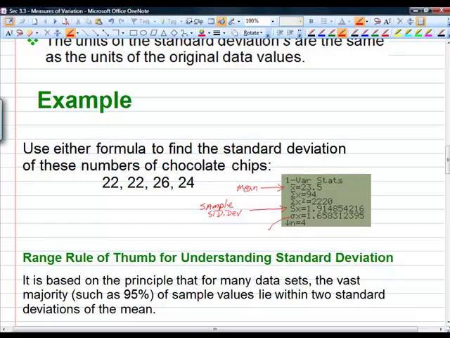This number right here with the sigma on it is the population standard deviation, and we don't know the population standard deviation. Your calculator uses a different formula to calculate this number. They'll be really close but not the same. For the purposes of this class, always use the sample standard deviation. That's the one with the S on it, this one right here.